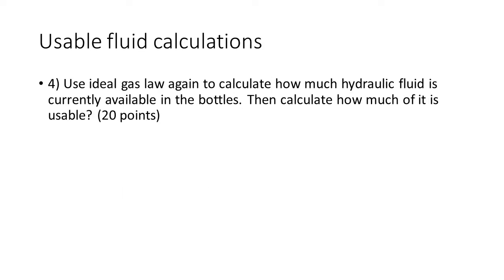Here we want to calculate the usable fluid. First, we'll calculate how much fluid we have when the system is charged to 3,000 pounds. Then we'll calculate how much fluid is left when we're at 1,200 pounds. That's our minimum. We'll subtract the fluid at 1,200 from the fluid at 3,000. That fluid that's left is our usable fluid. An example for this is in video 2.